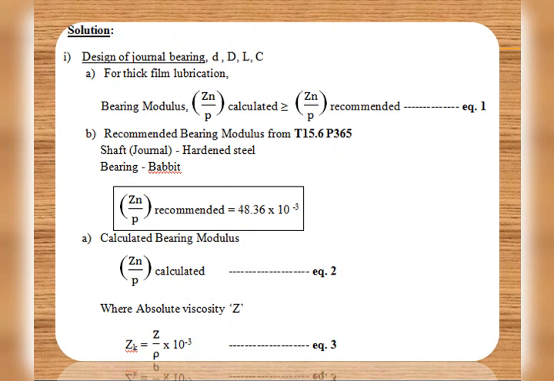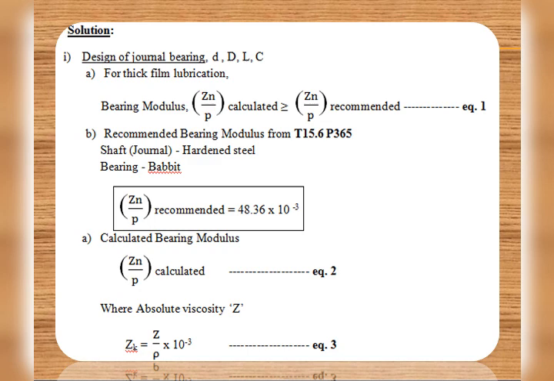Design of journal bearing. Here we must find the unknowns small d, capital D, L and C. What is the indication of those? All those things we know. Now first we need to write, for thick film lubrication there is a condition: bearing modulus ZN by P calculated is supposed to be higher than or equal to ZN by P recommended. Call that equation number 1 for the time being.